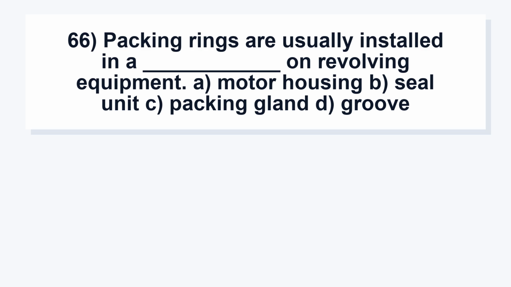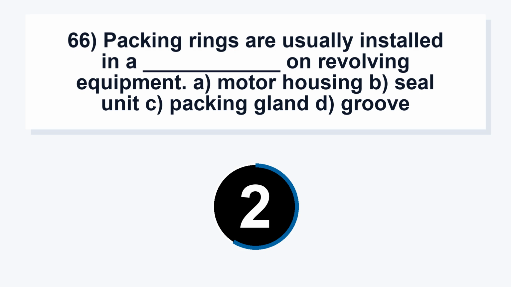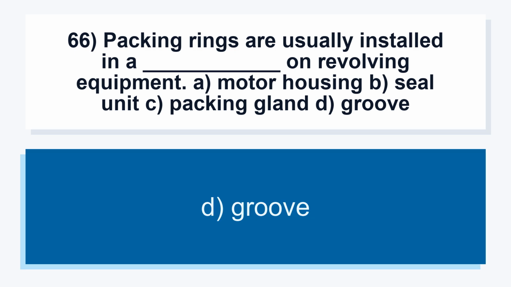66. Packing rings are usually installed in a ____ on revolving equipment. A. Motor housing. B. Seal unit. C. Packing gland. D. Groove. D. Groove.